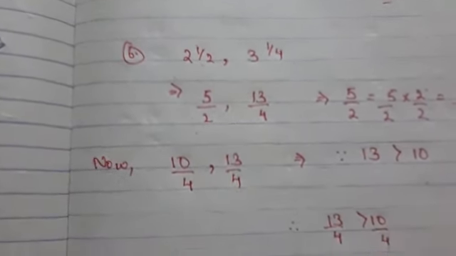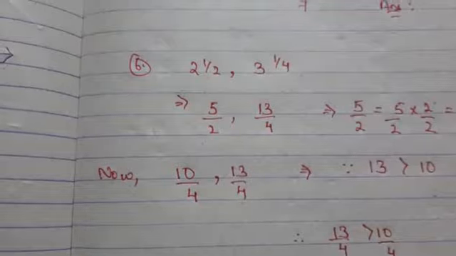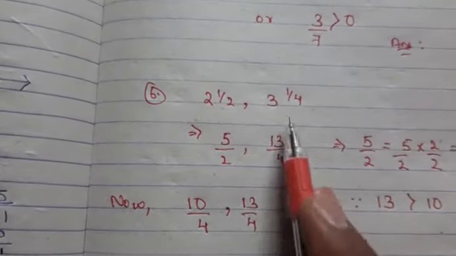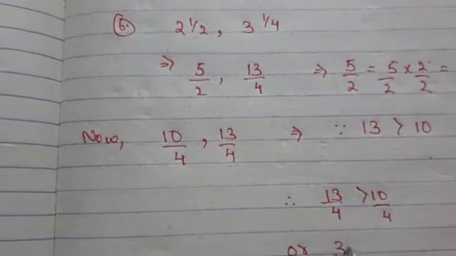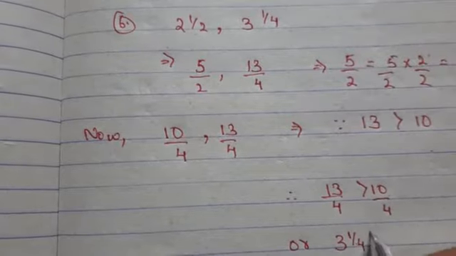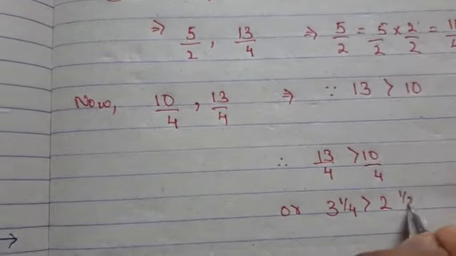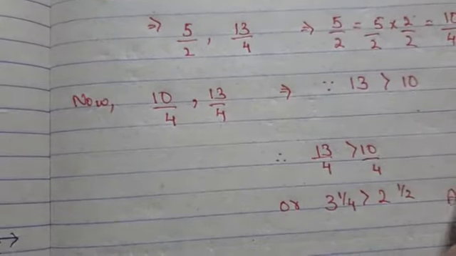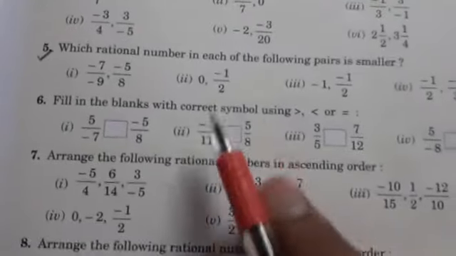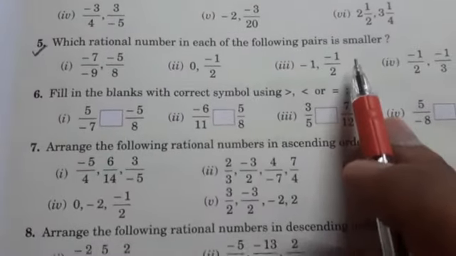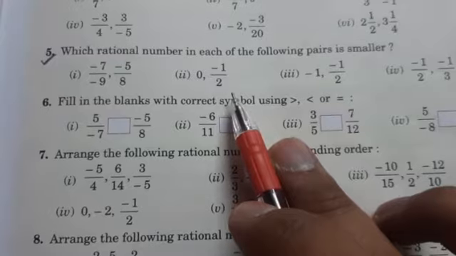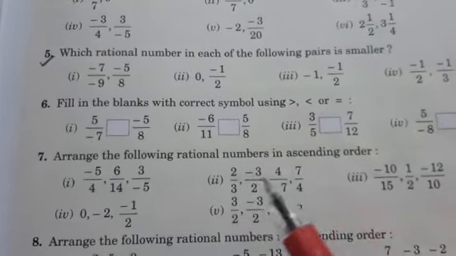Or we can write the answer in its original form also. 13 by 4 was representing 3 whole number 1 by 4. So 3 whole number 1 upon 4 is greater than 2 whole number 1 upon 2. This is your final answer. Now the next question is, which one of the following pairs is smaller? Again, make the denominator the same, compare the numerators, and you will get the answer.